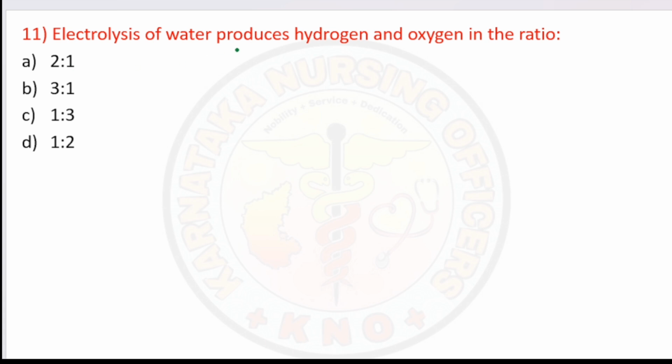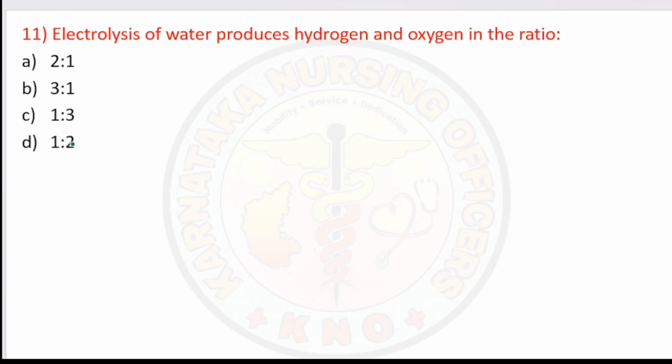Electrolysis of water produces hydrogen and oxygen in the ratio. So what is the ratio of hydrogen and oxygen during the electrolysis of water? The options are option A 2:1, option B 3:1, option C 1:3 and option D 1:2.